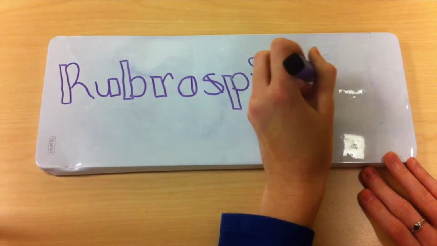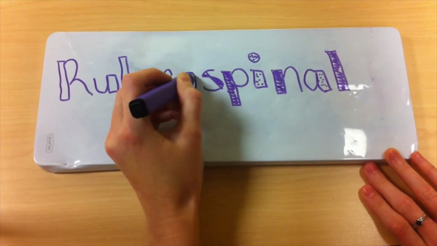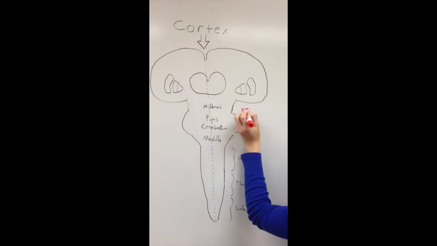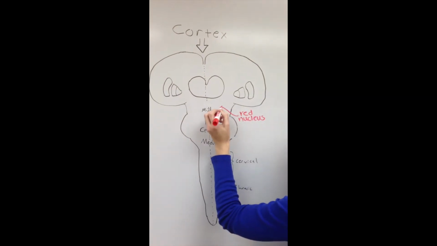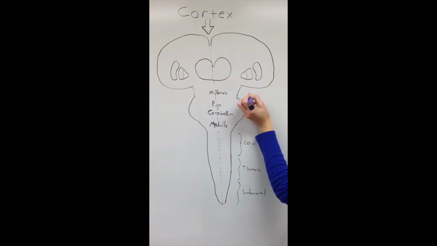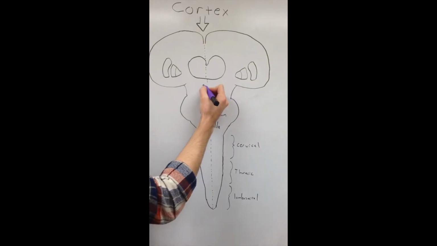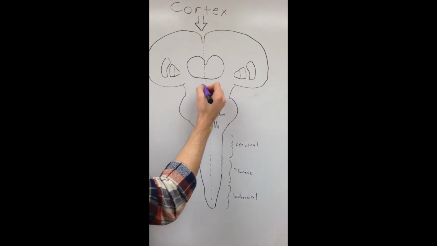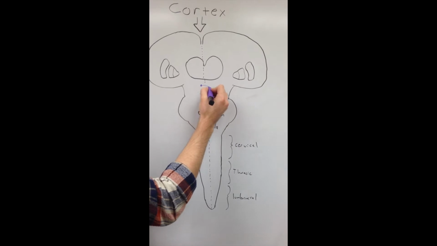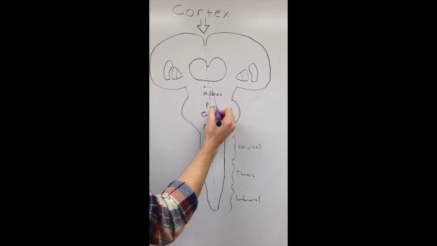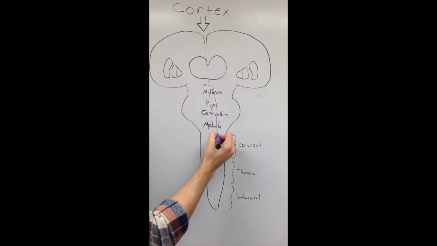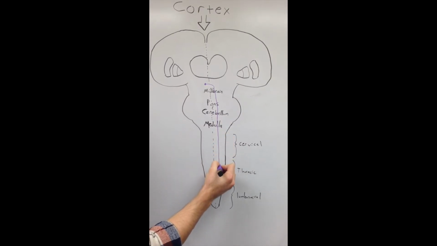Rubrospinal tract primarily innervates flexors and inhibits extensors. It originates in the red nucleus of the midbrain. It crosses to the other side in the midbrain tegmentum. It descends through the pons, the medulla, and the lateral cord, where it synapses with locomotor neurons. The axons project to all levels but predominantly in the cervical cord, and it's responsible for your decerebrate and decorticate posturing.